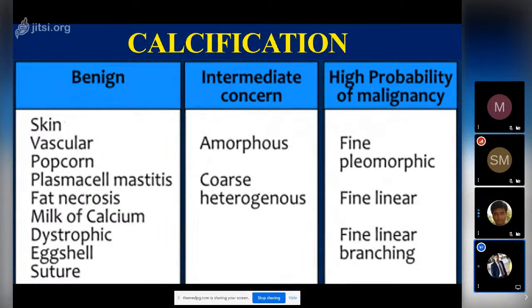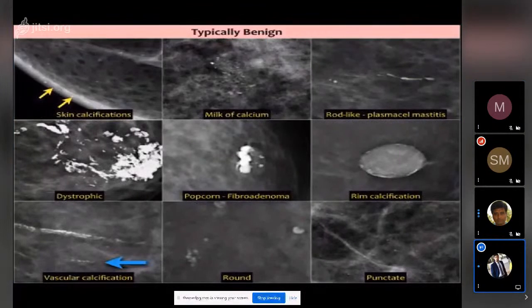But if there is a vascular calcification, skin calcification, popcorn calcification, plasma cell mastitis, eggshell calcification, dystrophic, or sutural calcification, then we think of a benign condition. So that becomes very important here. Again, we have discussed the same thing. Typically, benign calcification is a skin calcification, or the milk of calcium. Can you see the milk of calcium forming this straight line in the upper half, but a convex border in the lower half? This is typically milk of calcium.